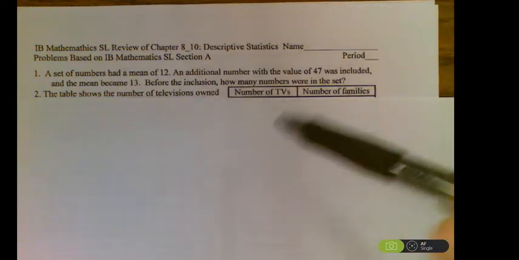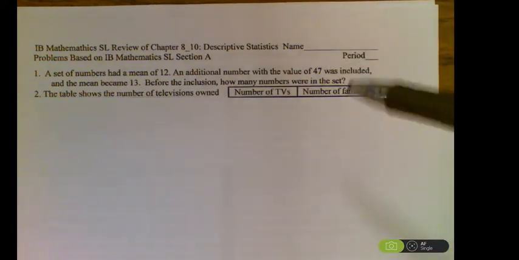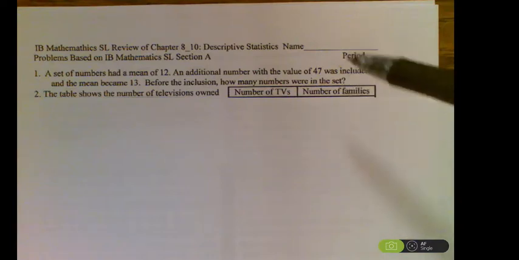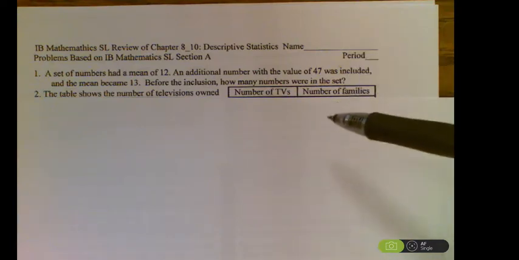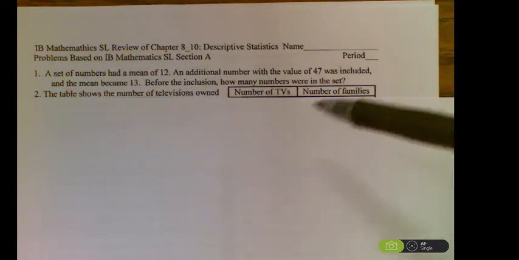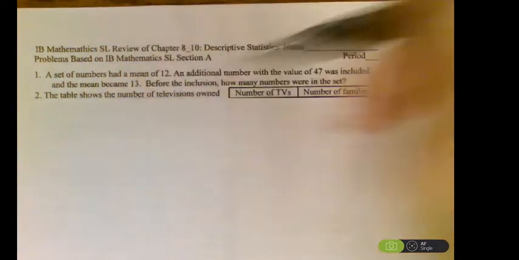A set of numbers has a mean of 12. Another number was thrown in there, a value of 47, and it became a new mean of 13. So before the inclusion, how many numbers were in the set? So just think of basics. How do you find a mean or an average?